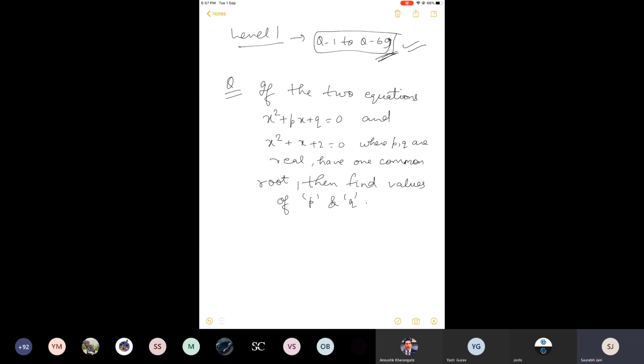There are two quadratic equations. They have one common root. We have to find p and q.